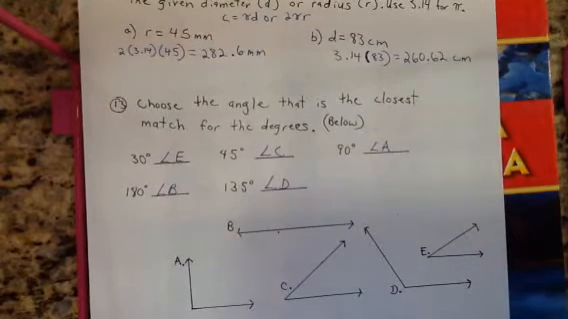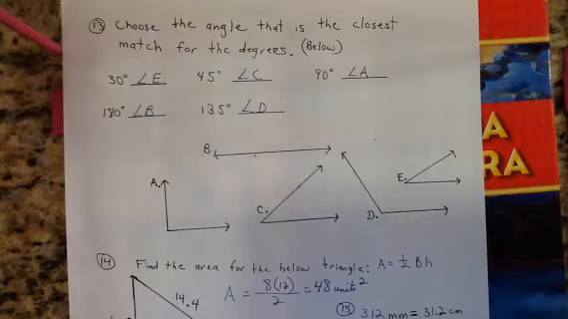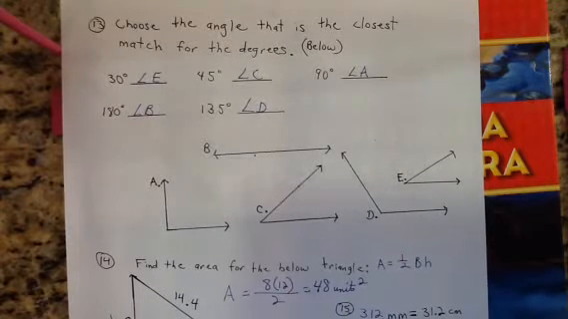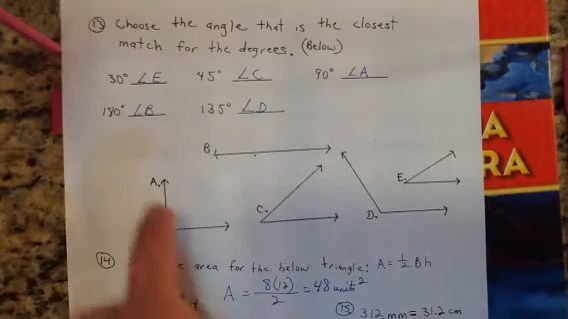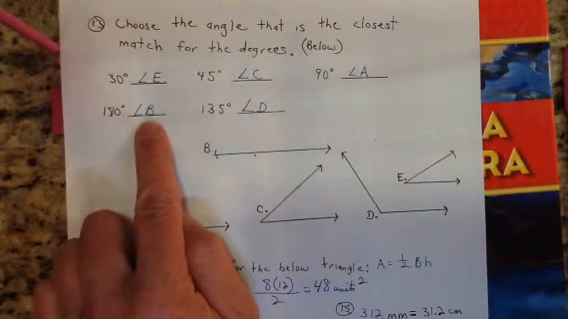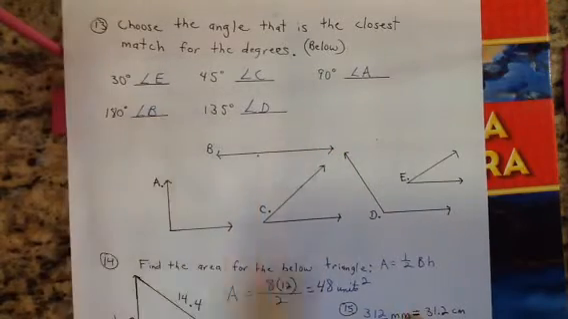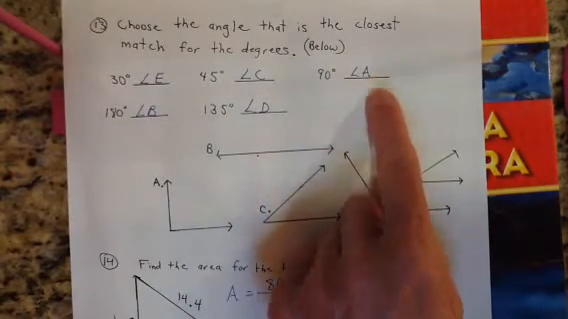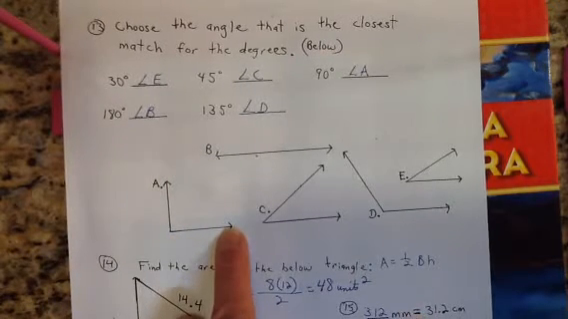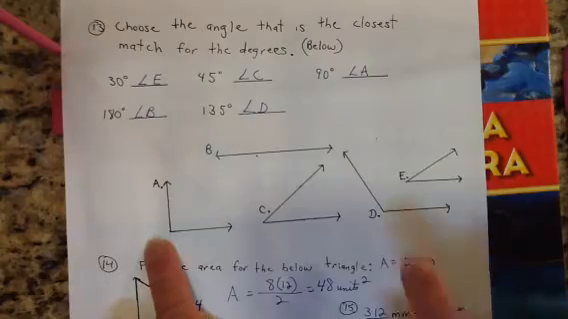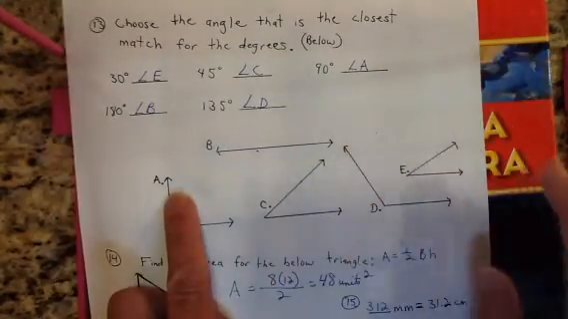Choose the angle that is the closest match for the degrees in the figures below. Okay, so let's do the easy ones first. A 180 degree angle is a straight line, so that's B. We know a 90 degree angle, we call it a right angle, is easy to identify, so this one would be A. Okay, so we've got the two easy ones out of the way.